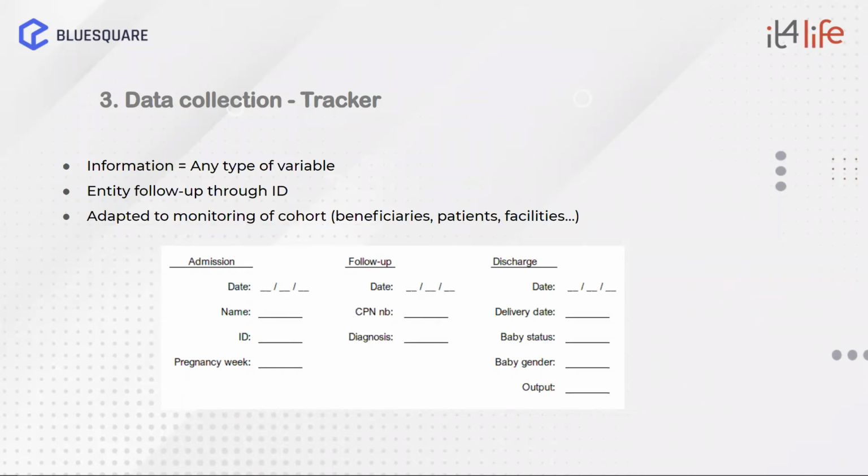So here my example is for pregnant women. I admit a pregnant woman. I give her an ID. I collect the pregnancy week. In the follow-up, every time she comes for a CPN visit, I collect information. And at discharge, I collect also information about the mother and the baby. And here I have different forms.